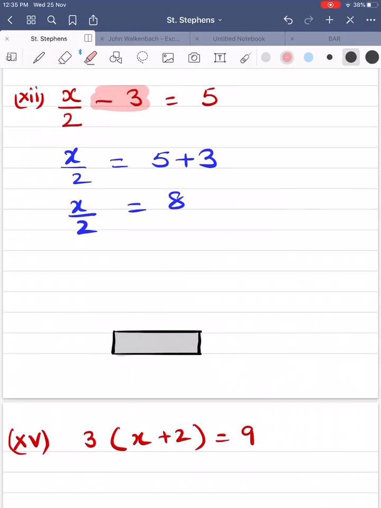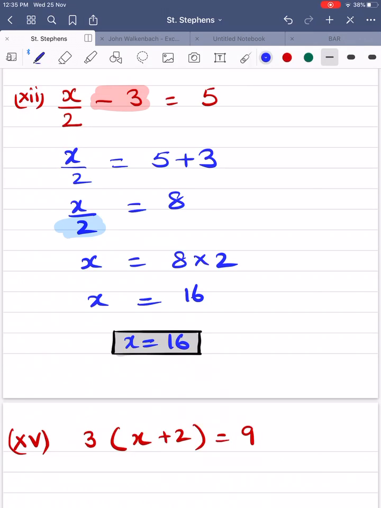Now we will transpose 2 to the other side. Here it is being divided. On transposing, it will get multiplied. So we have x is equal to 8 into 2. So x is equal to 16 is the solution of the equation.